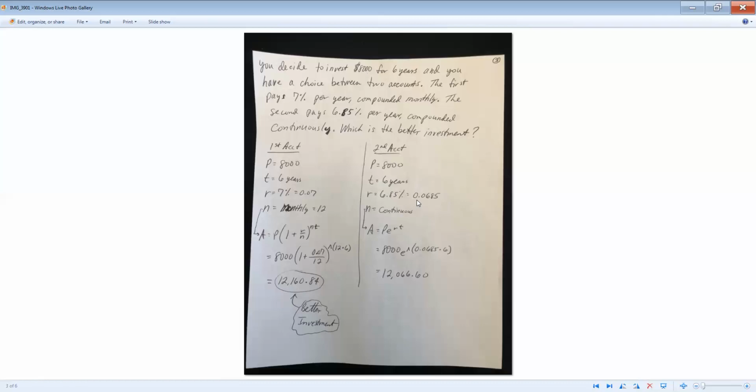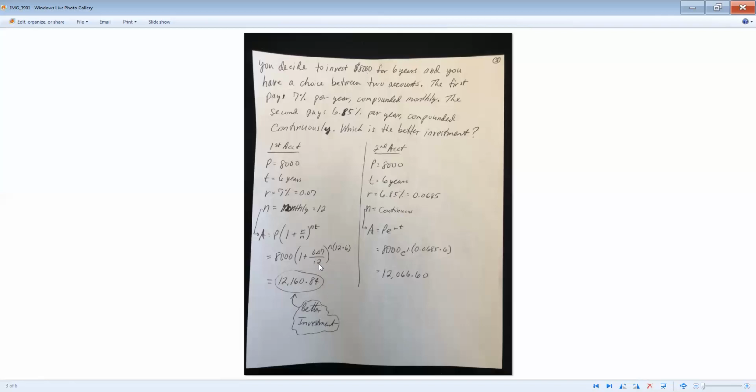Second account, once again, we have $8,000 for 6 years. This time your rate is 0.0685, but we're continuously compounding. So we're using a different formula altogether. That's going to be P times e to the rt, 8,000 times e to the 0.0685 times 6. So you can put it in the calculator just like this, if you have the capability on your calculator. If not, you have to perform order of operations.